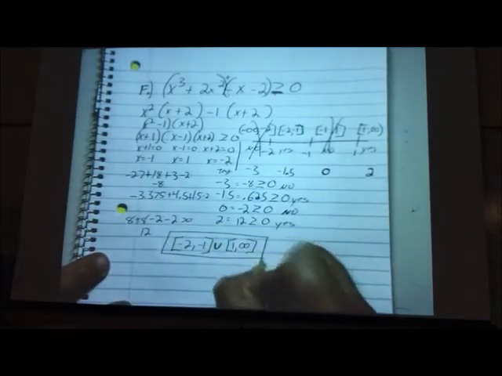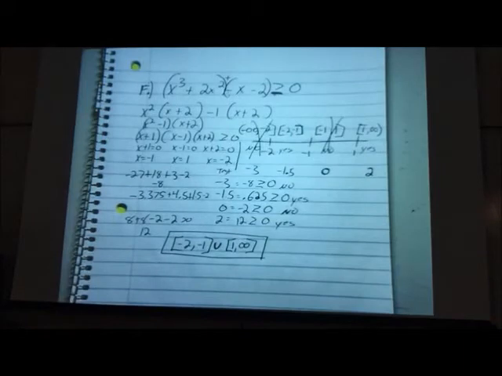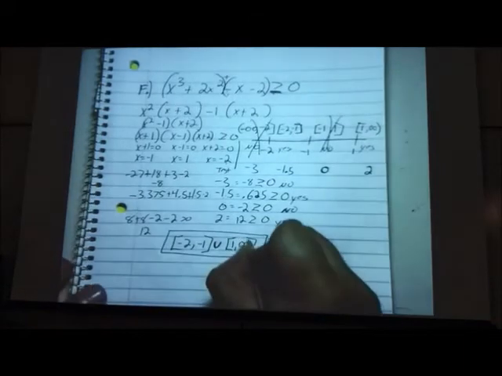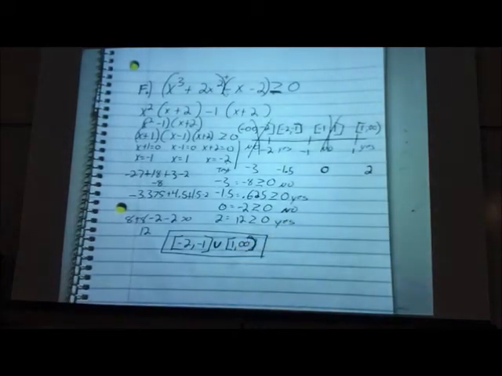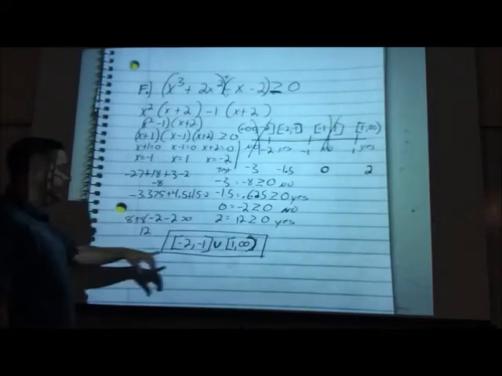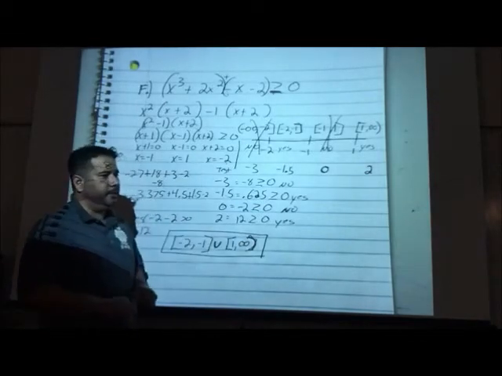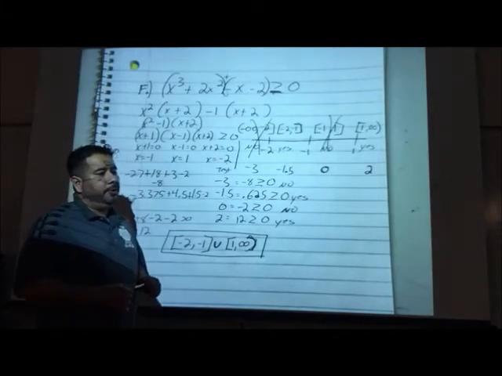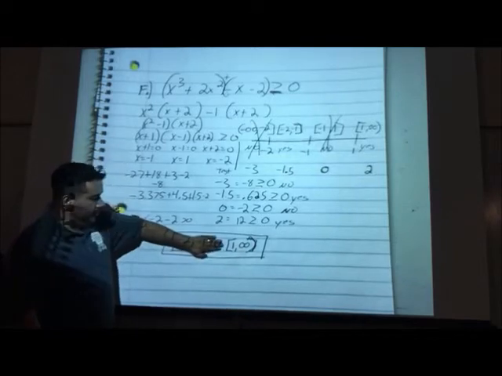Please make sure to box your answers. Do you only use the union when you're working with brackets? No, you can use union for a bracket or a parentheses when there's more than one. If there's only one, then no.